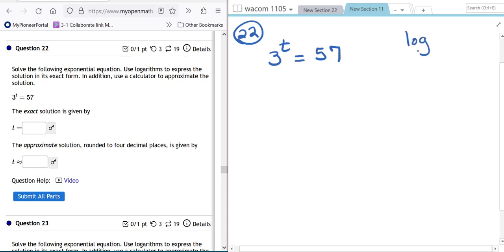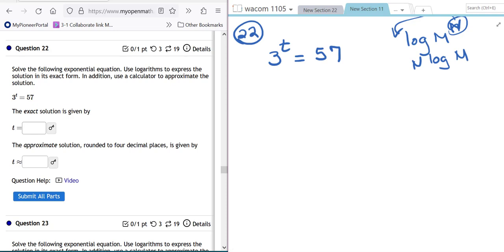So the logarithm of m to the n makes the n come down, like that. So that's the property we're going to use. So we'll take a log of both sides. I'm going to use a natural log. Doesn't really matter which one you use.